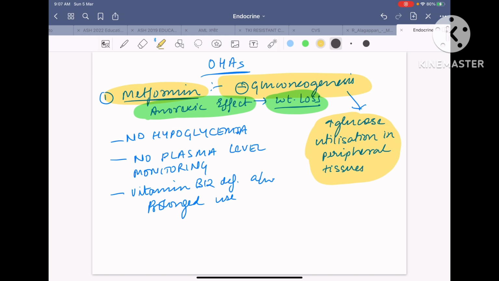So the advantage of metformin use is that there is no hypoglycemia, number one, and no plasma level monitoring is required.